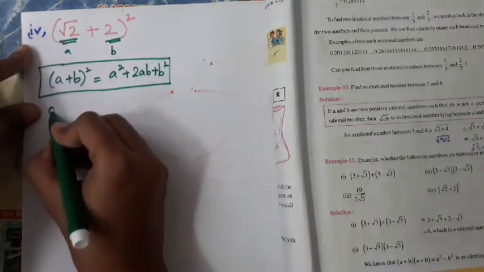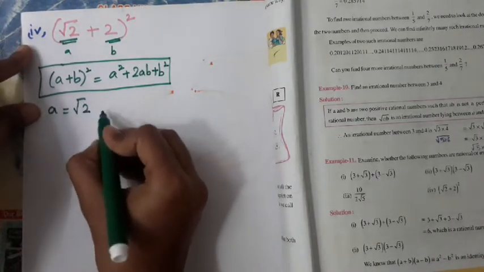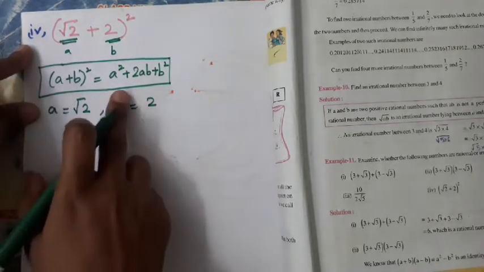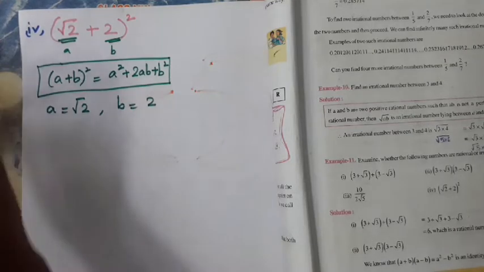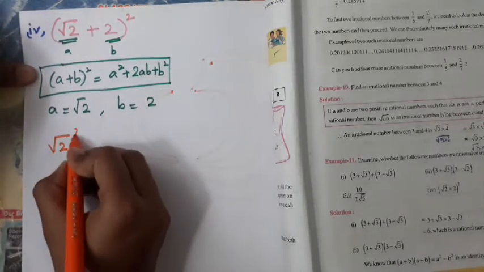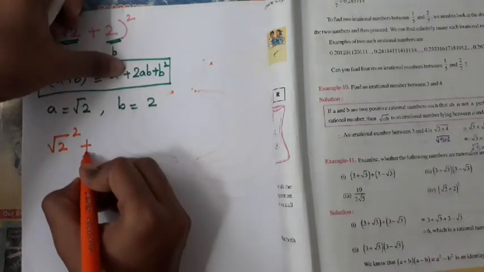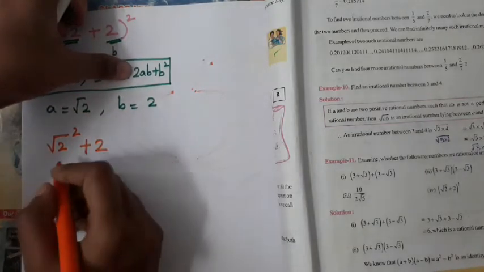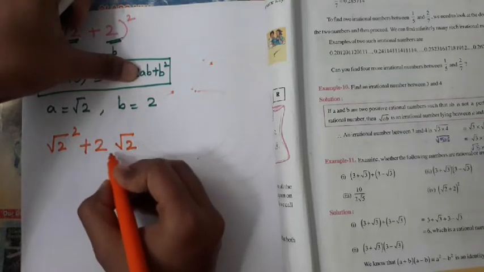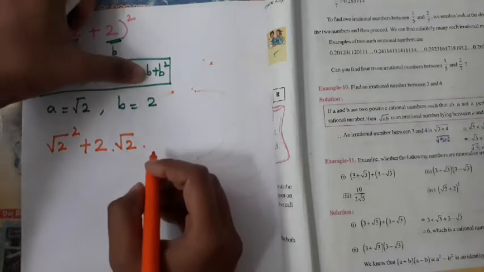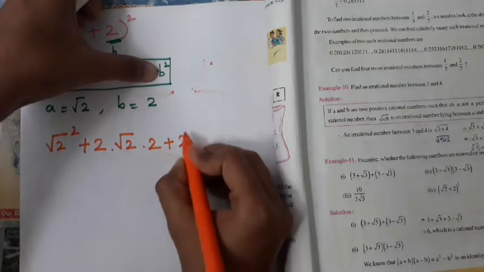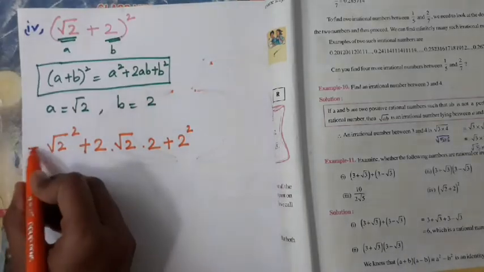Now what is A? A is equal to root 2, and B is equal to 2. So we are going to substitute in this. Now A square, A is nothing but root 2 square, plus, we'll write plus, 2 is there, we'll write 2 as it is. Now again A is there, what is A? Root 2. So we have to keep dots. What is B now? B is 2, plus B square means 2 square we have to write. This is the step.